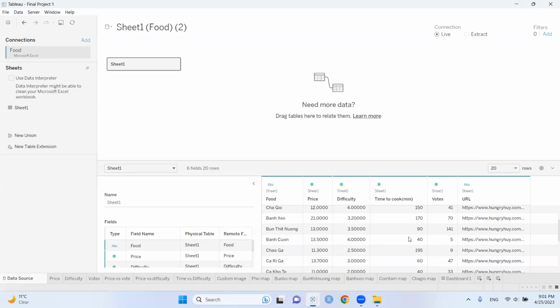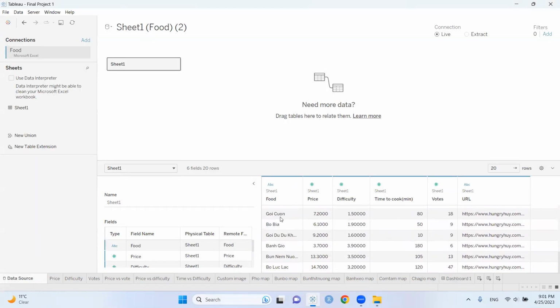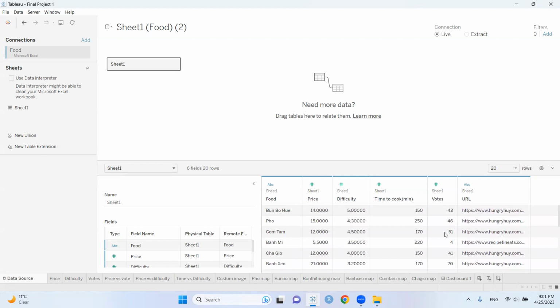So this is the data set. There are 20 observations, 20 dishes, together with five variables: the price, the difficulty, the time spent on cooking the food, the votes that each food gets, and the link to the food recipe. All of this information I collected from hungryhui.com, a pretty famous Vietnamese cuisine website.